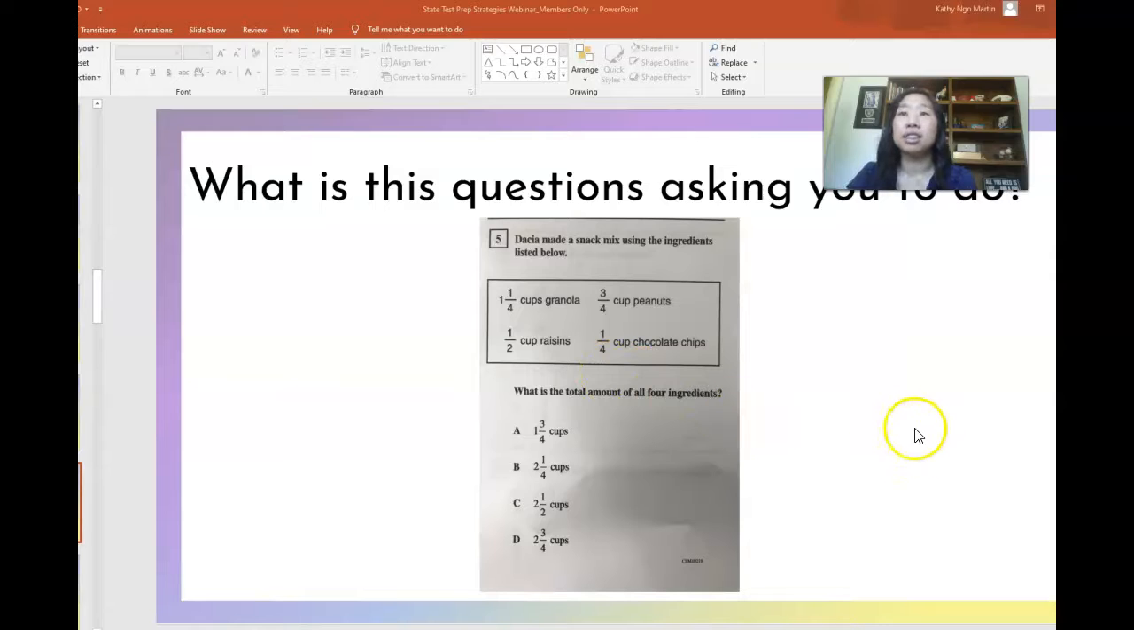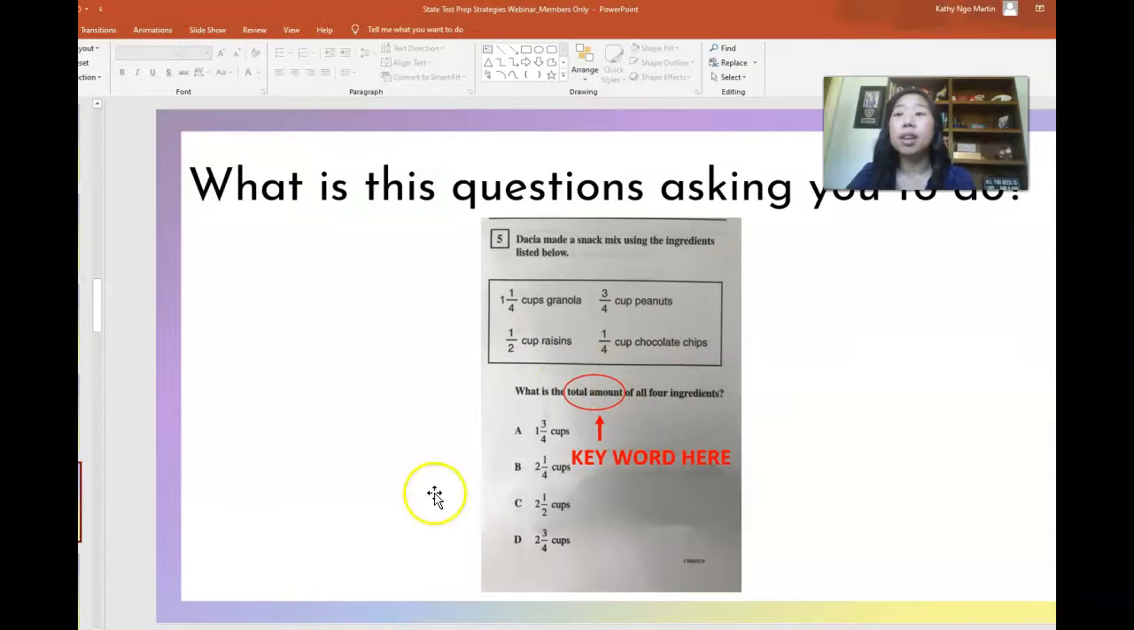Okay, so here's another example. Dacia made a snack mix using these ingredients. She used 1/4 cup granola, 3/4 cups peanuts, 1/2 cup raisins, 1/4 cup chocolate chips. What is the total amount of all 4 ingredients? Okay, so what is this asking you to do? Keyword here is total amount. So now we can go through and talk about, okay, what does total mean? Probably means to add everything up. Okay, so if it means that we have to add everything up, how do we add all of these fractions? Can we add all of these fractions? Does it make sense? If we can, what do we do? If we cannot, what do we do? We're just simply talking out the strategies.